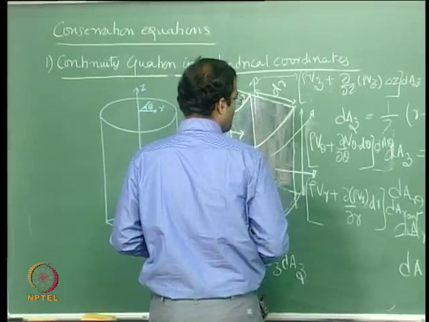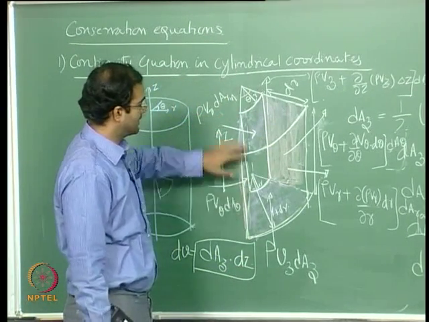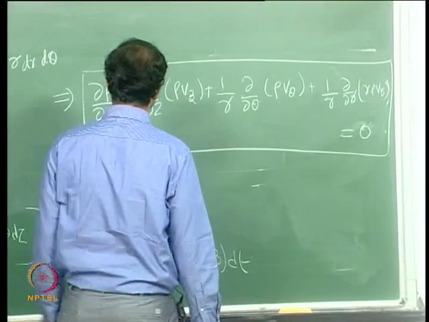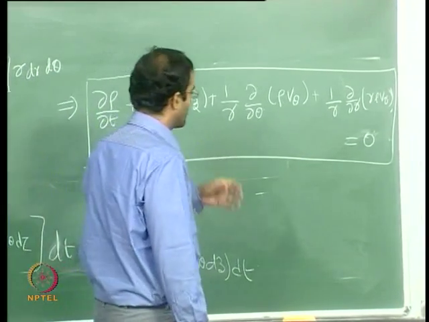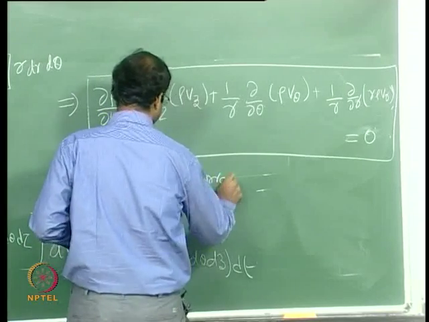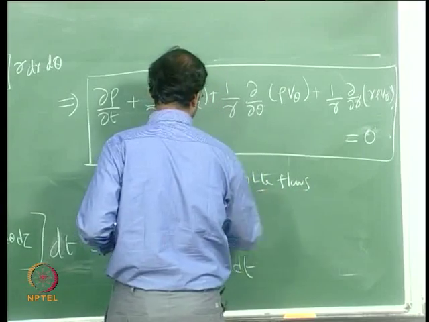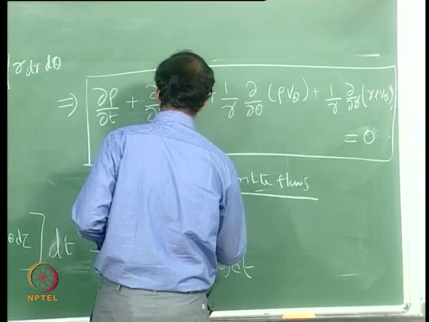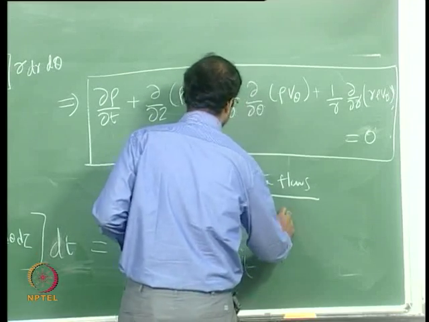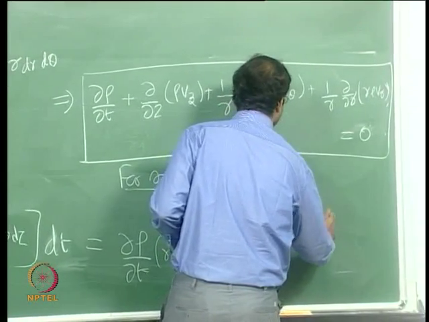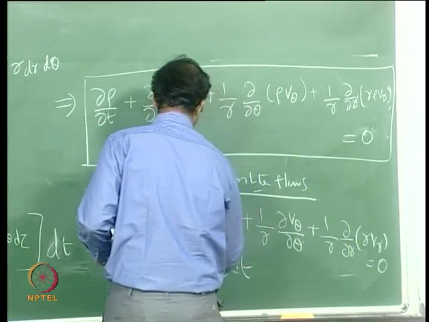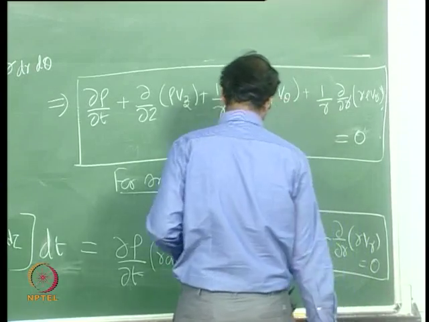So basically it comes out of balancing the mass fluxes going in all the directions through the control volume surfaces to the change of mass within the control volume. So if you simplify, knock off all the common terms and neglect all the higher order terms, the terms which are very small, then you end up with this particular equation. Once again, for incompressible flows, if you neglect the density variation with respect to time and space, then this will reduce to dvz by dz plus 1 by r dv theta by d theta plus 1 by r d by dr of r vr is equal to 0. So this is your incompressible form of continuity equation in the cylindrical coordinate system.